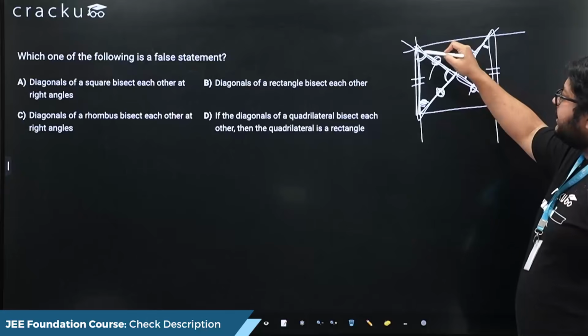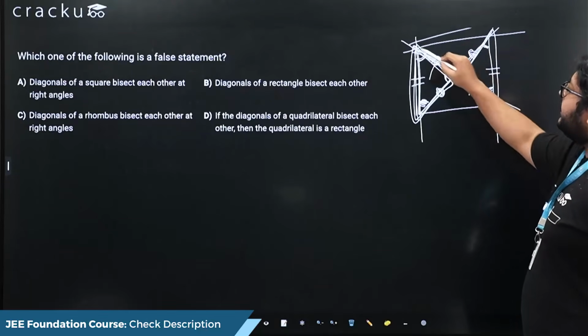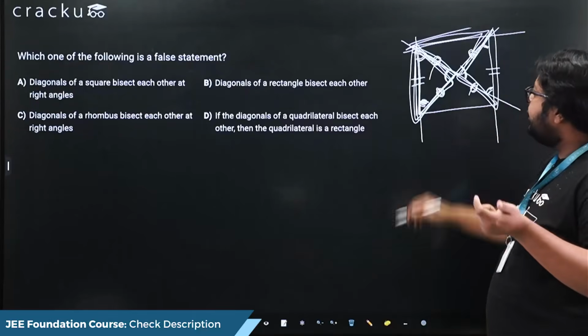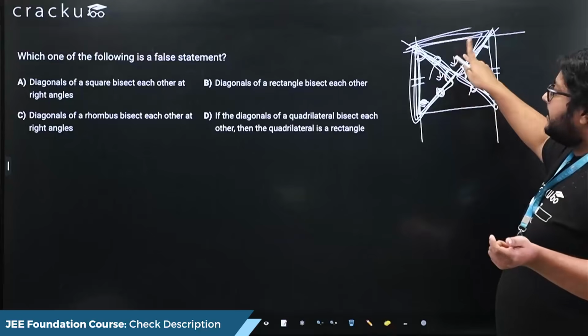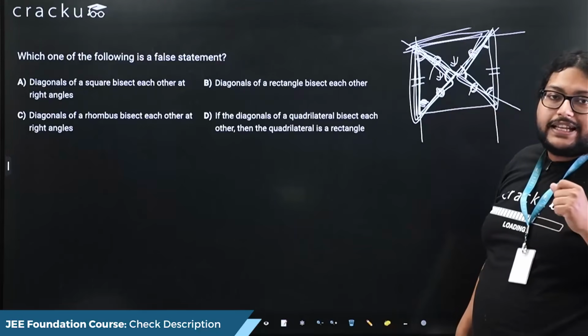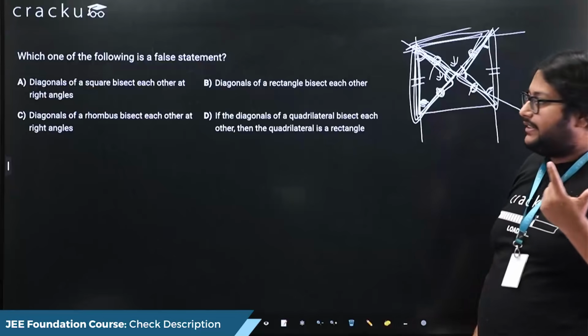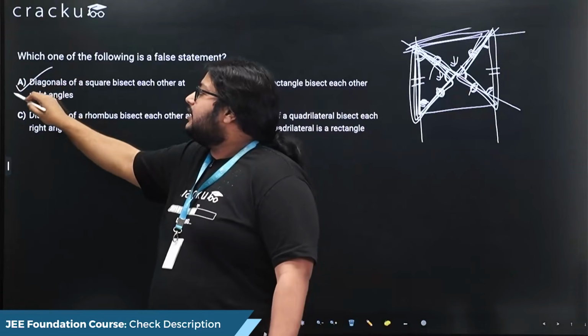Similarly, if I take this triangle and this triangle and I try with the congruence, I can basically show that this angle is equal to this angle. But because the sum of these two angles is 180 degrees, I can say that each of them has to be 90 degrees. So diagonals of a square bisect each other at right angles is actually a true statement.